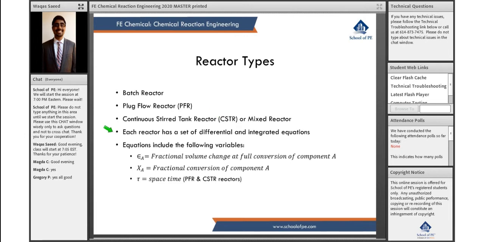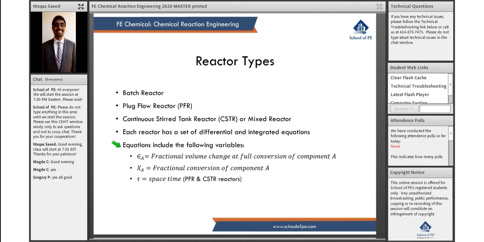So if you look at your reference handbook, each reactor has a set of different equations. These can be differential or integrated equations, and these start towards the bottom of page 237 of your reference handbook. You can see there's a bunch of batch reactor equations. We're going to go through all of those situations so you know when to apply certain equations.